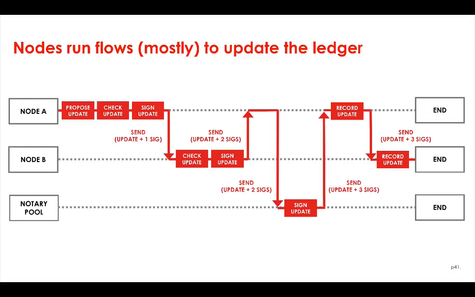But this is just an example of a flow. So the flow framework is completely flexible. You could write a flow that doesn't speak to any other nodes, or a flow that doesn't update the ledger at all, or a flow that does database operations or HTTP calls. It is completely up to you as the Corda app developer.